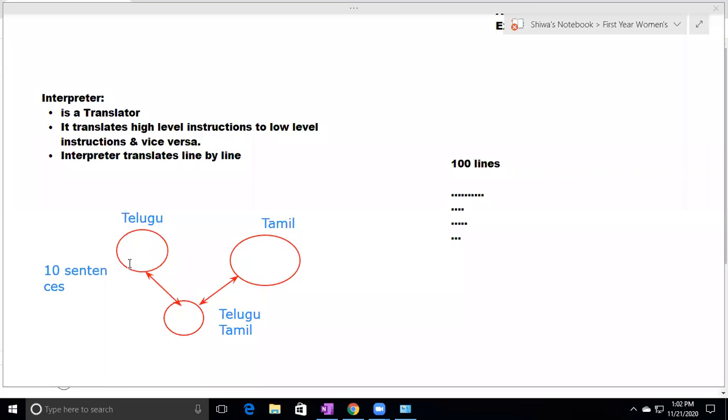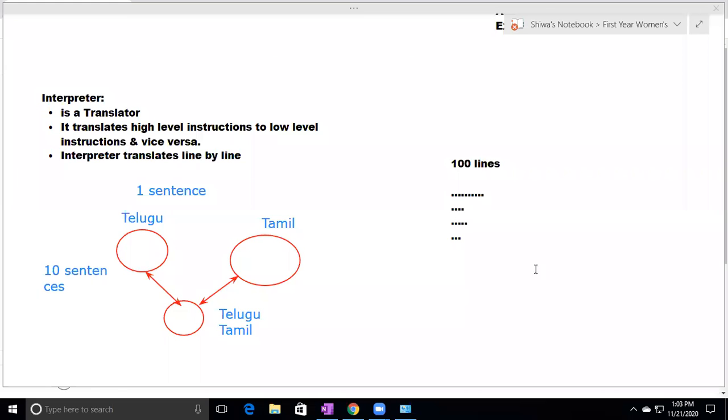So the first person talked 10 sentences. The third person was hearing all these 10 sentences and is translating all those 10 sentences at a time into Tamil. That is just like a compiler. For example, this Telugu person is talking one sentence. That one sentence is translated into Tamil. Next, the first person is talking another sentence in Telugu, and this third person is translating that into Tamil. So sentence by sentence is translating. It is just like an interpreter.